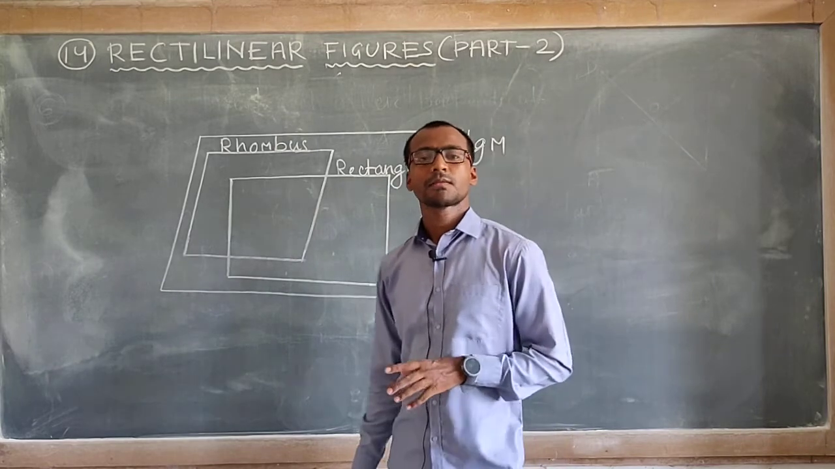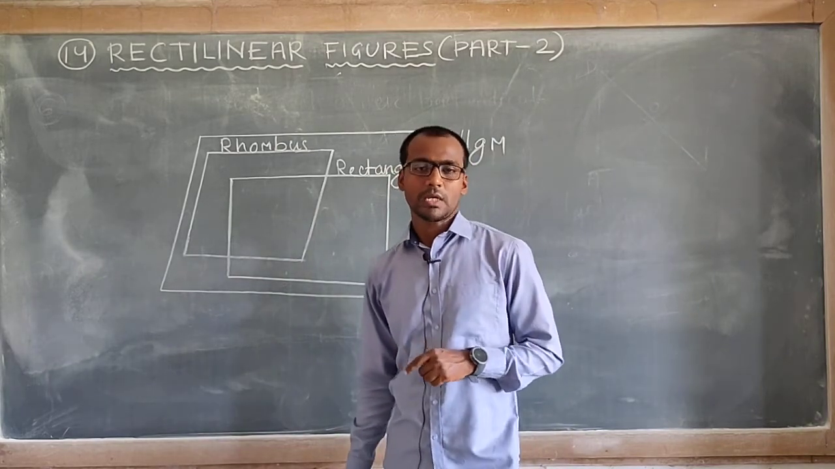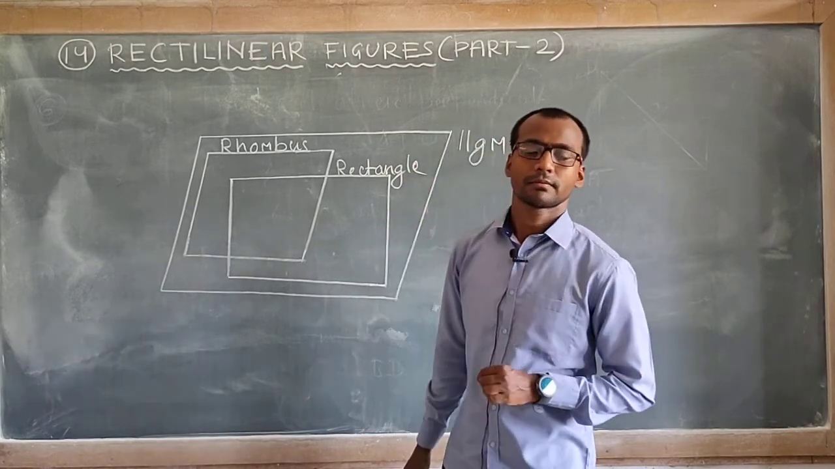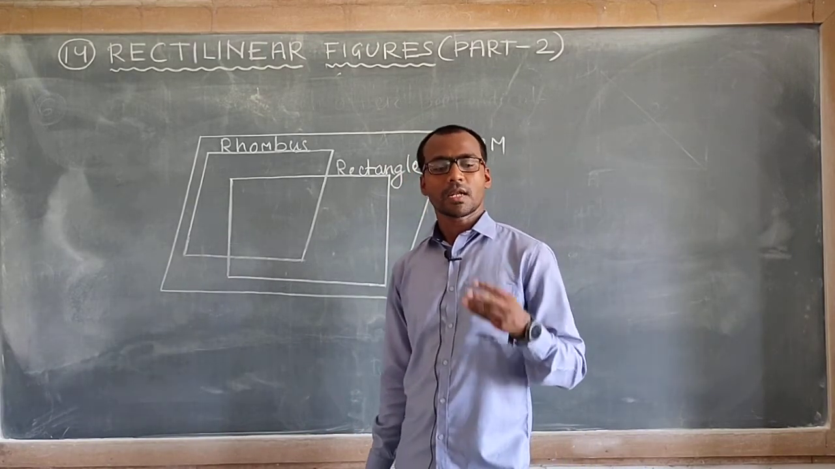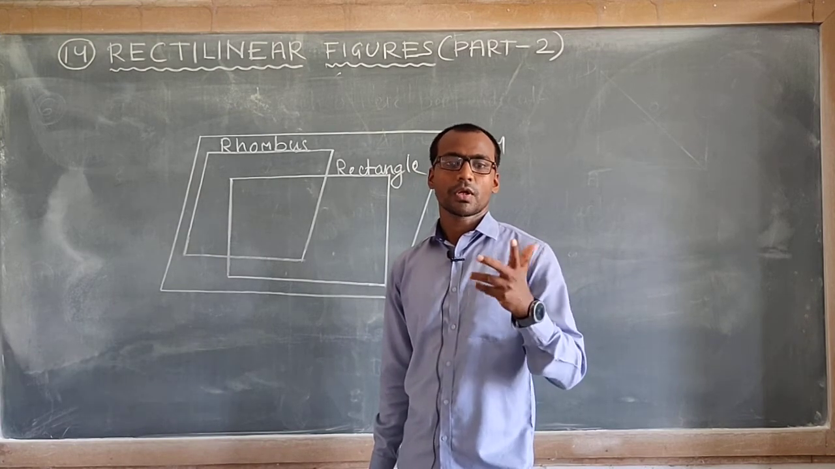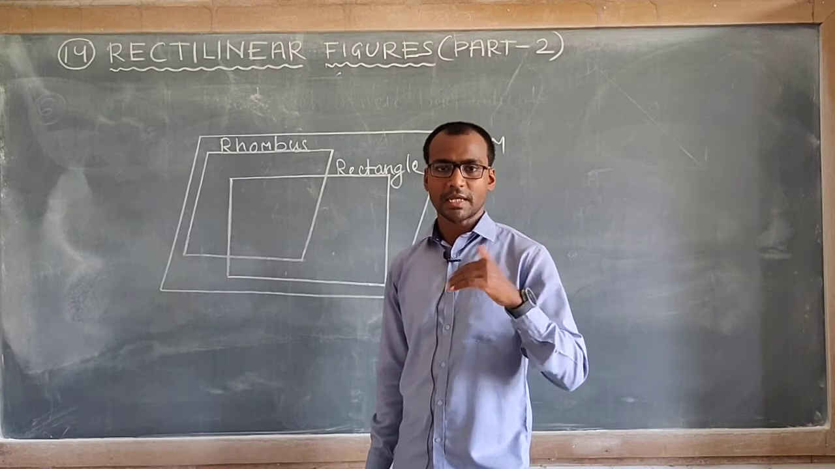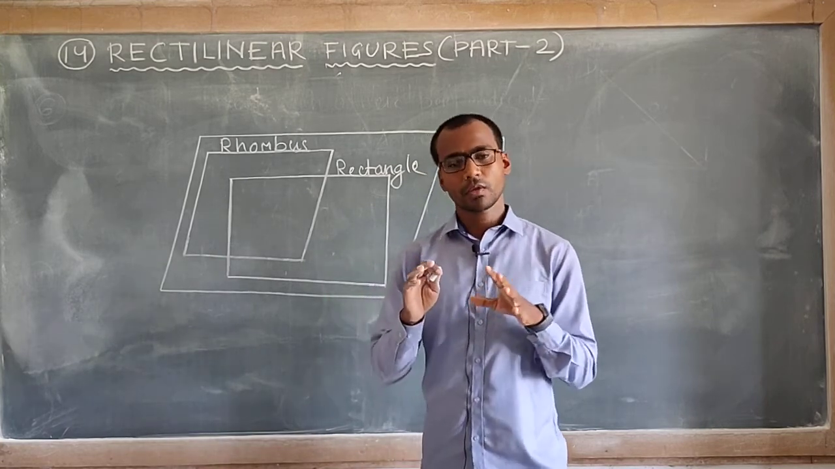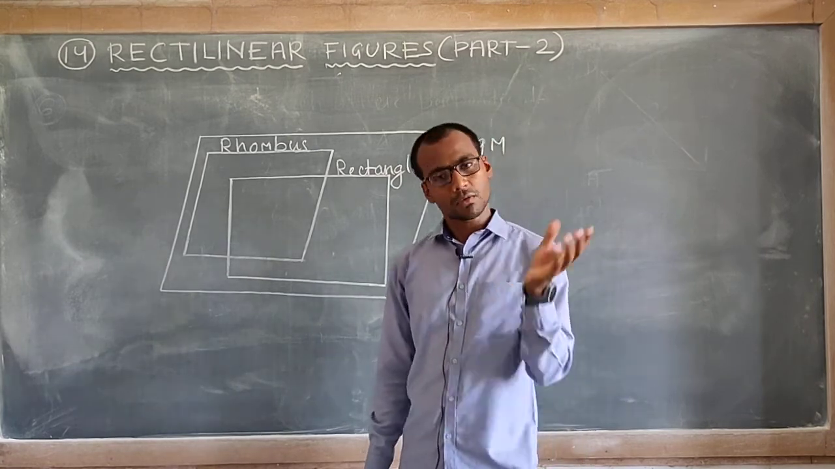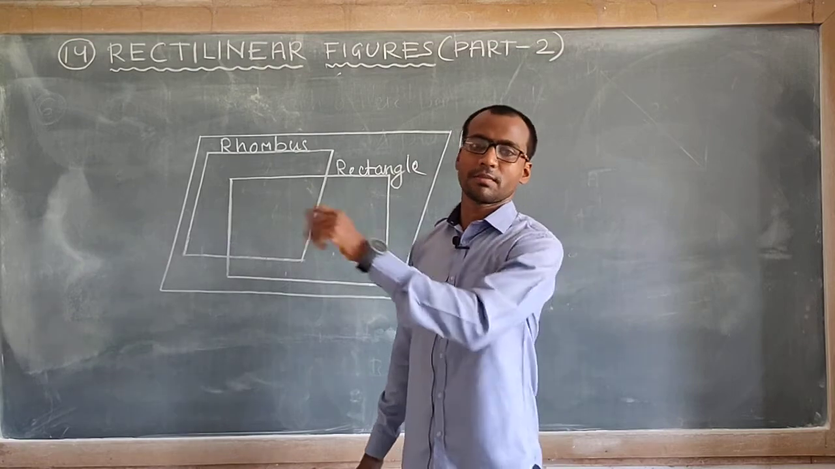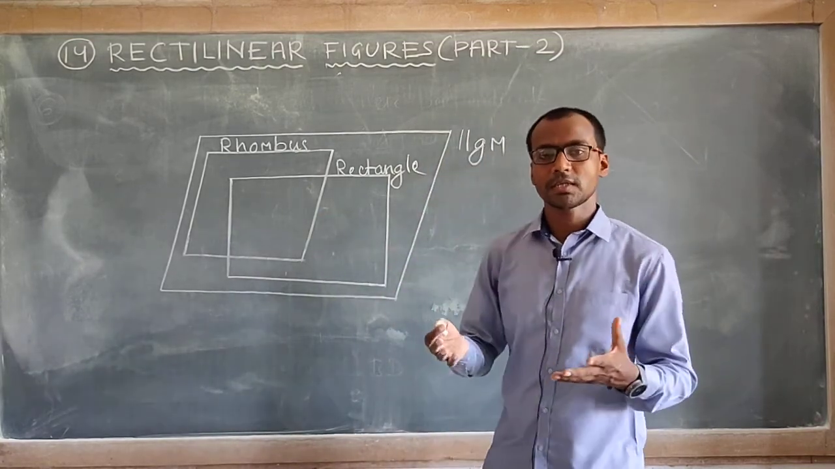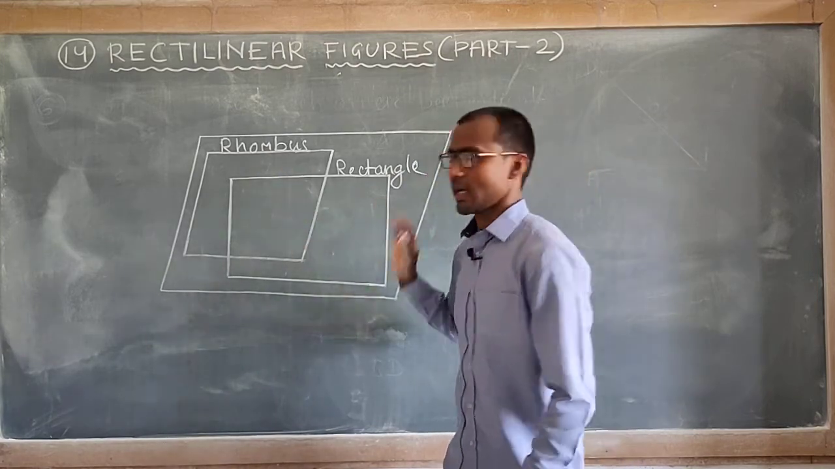For example, opposite sides are parallel. Then opposite angles are equal. Then diagonals bisect each other. Then diagonals form four equal triangles. In rectangle, diagonals form four equal triangles. In case of rhombus, diagonals form four congruent triangles. Congruent means equal also included, equal plus same. So there are some properties which are common in case of rhombus and rectangle.